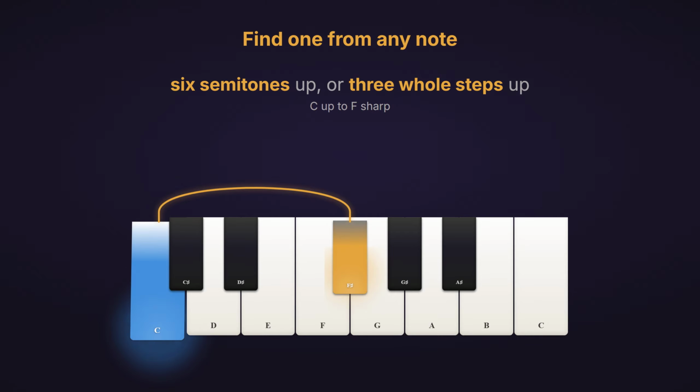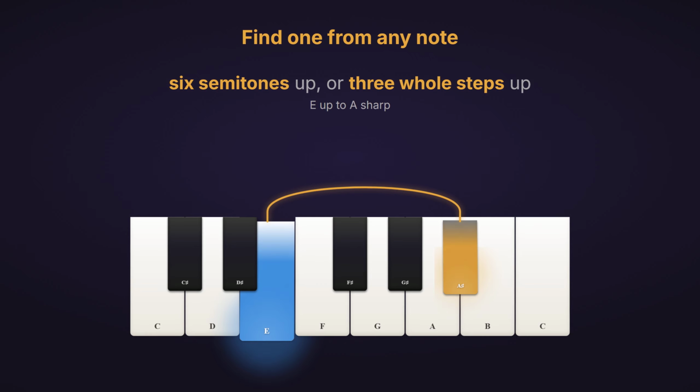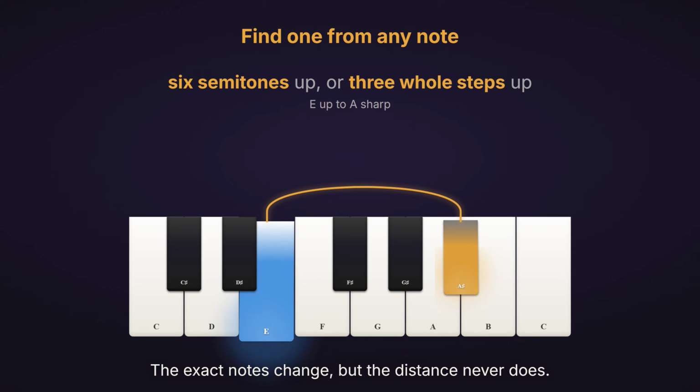Try it from another note. Start on E and count 3 whole steps, E to F sharp to G sharp to A sharp. E up to A sharp is a tritone. Hear each one. The exact pair of notes changes, but the distance never does, and the unsettled sound is the same every single time. That is the entire trick.